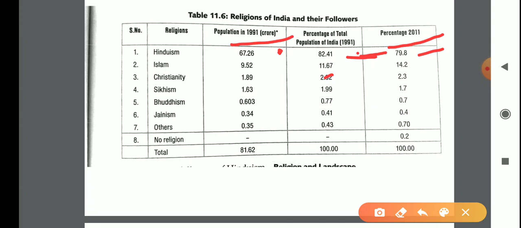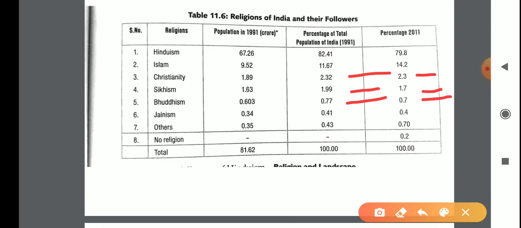Islam was 11.67% in 1991. It increased to 14%. Then come to Christianity. It was 2.32%. It is a slight decrease, or you can say almost the same, 2.3%. Sikhism 1.9%, now 1.7%, also a decrease. Buddhism 0.7%, almost the same. Jainism the same, and others also increase. So this is the data of the religious composition of India.